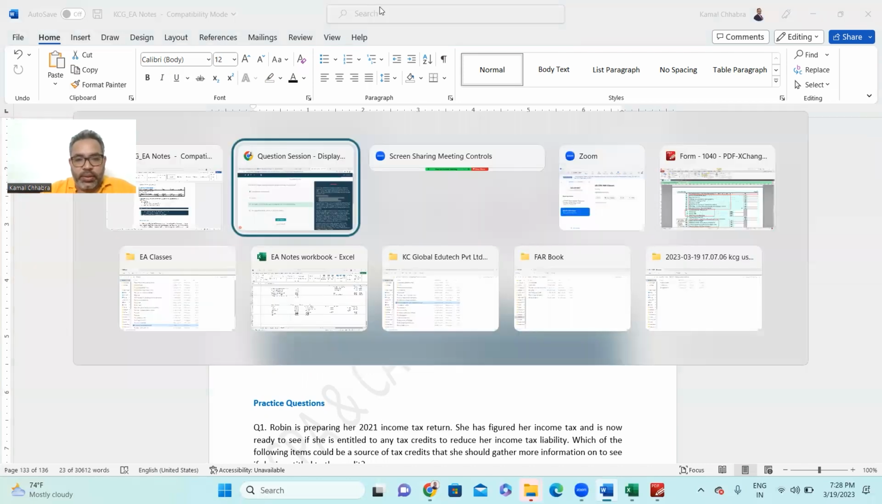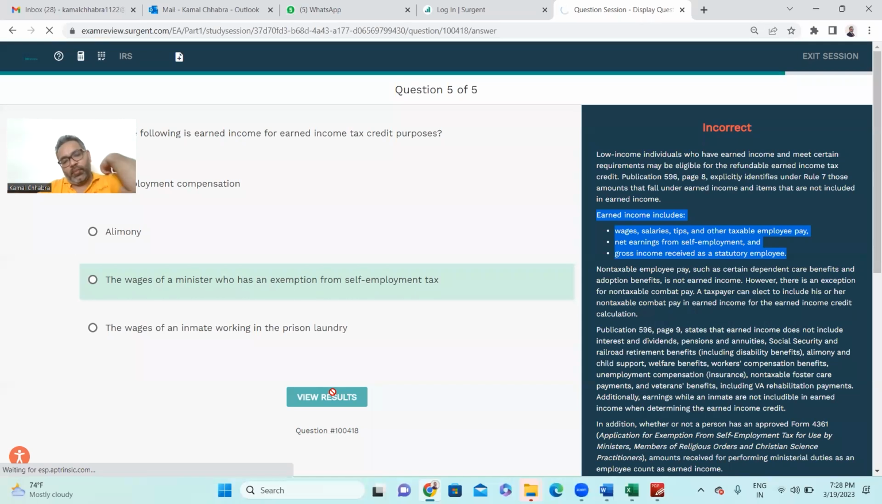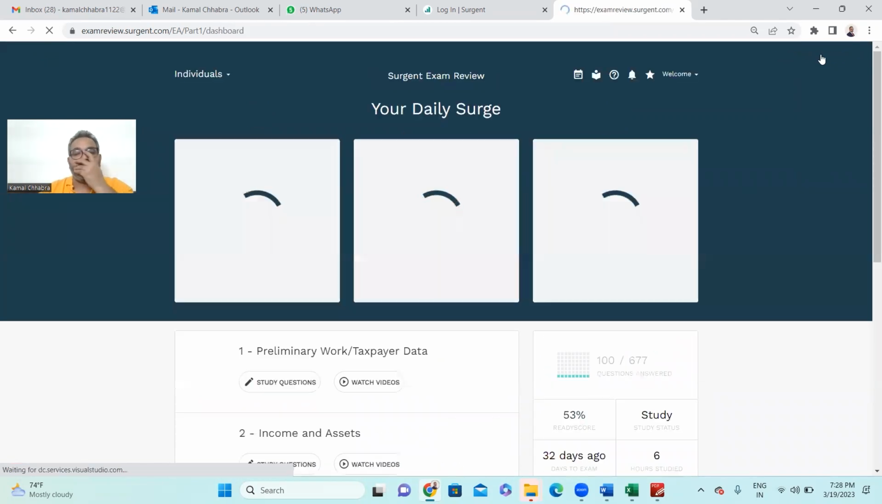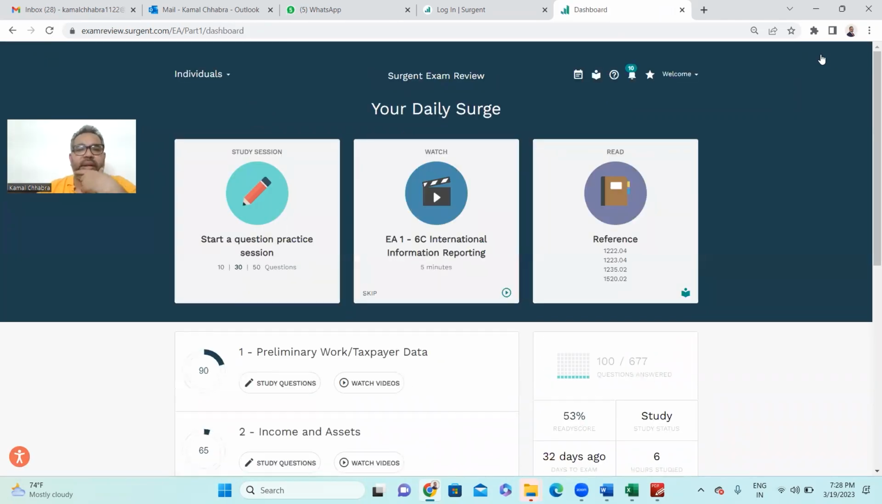Let's look at the result. This time we got 2 questions right out of 5. But yeah, keep doing practice. I think in the notes, the good thing is that everything you have seen and experienced in the Q&A is properly covered, and wherever needed, I have added a few more points for everyone's benefit. So we are done with chapter 3.